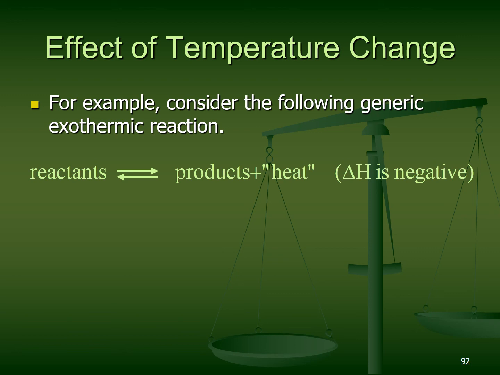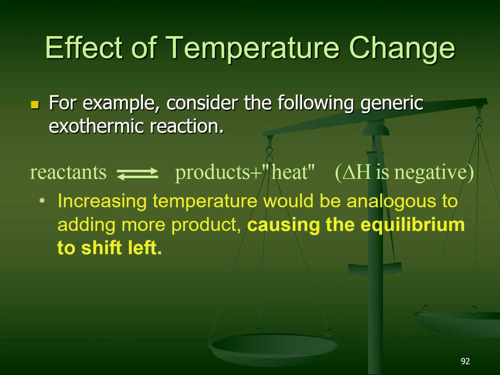But if you're told it's an exothermic reaction, or if you're told delta H is negative, then you know heat is a product. So what happens if you increase the temperature? Well, if you increase the temperature, it's the same thing as adding a product, so it will shift to the left. If you decrease the temperature, if you cool it down, that would be like removing a product, so it will shift to the right.